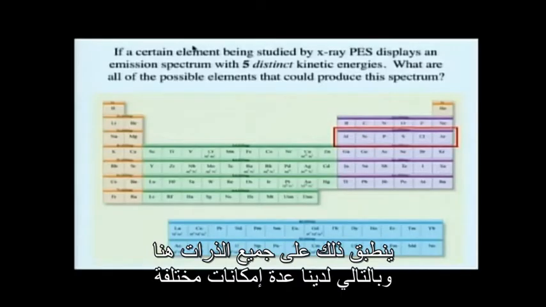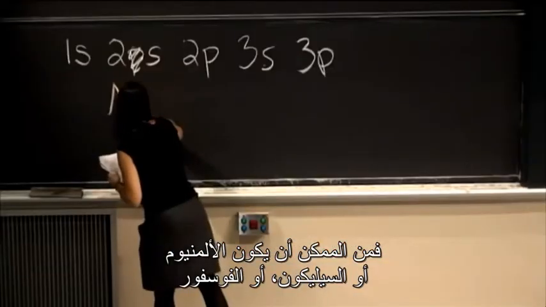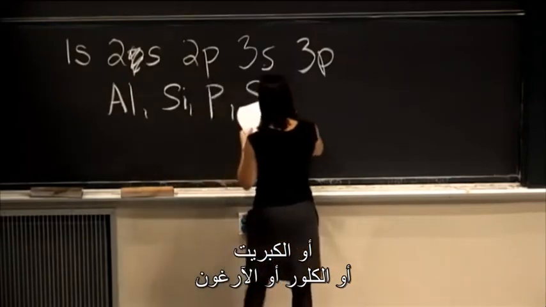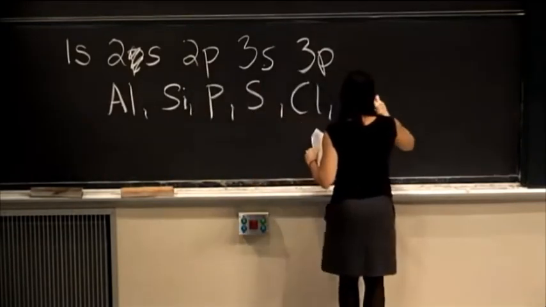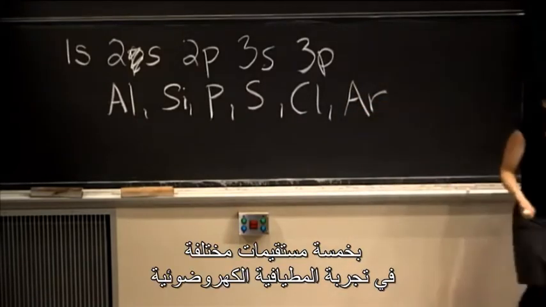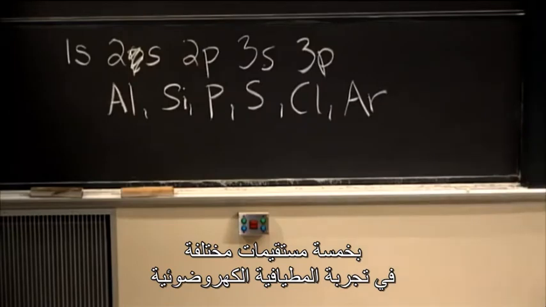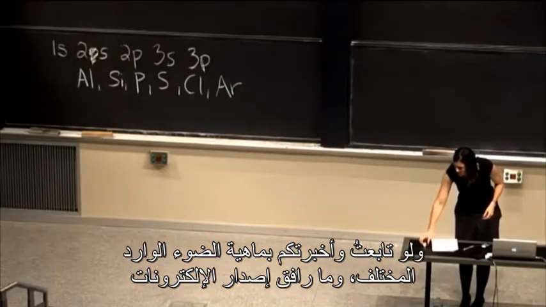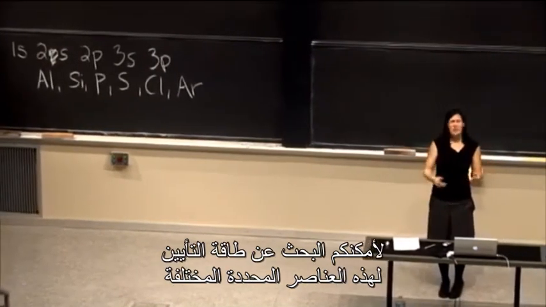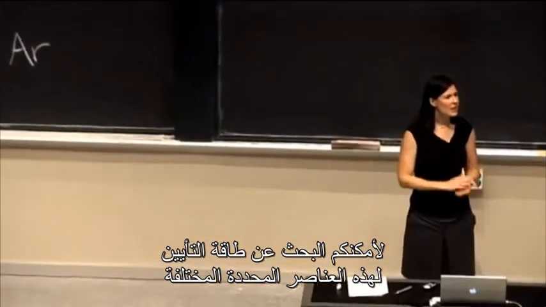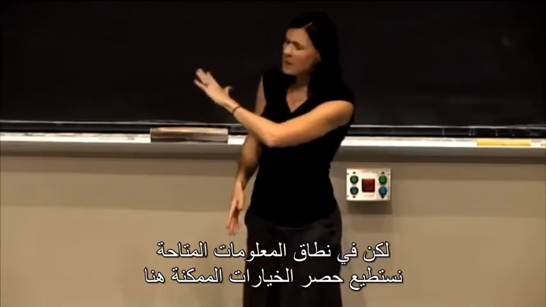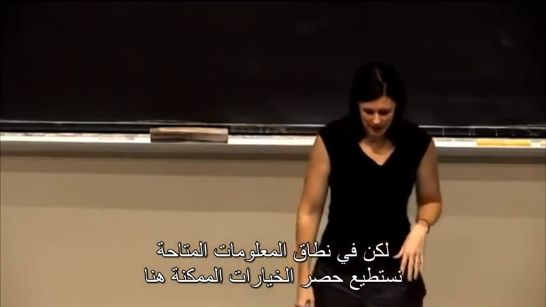So we actually have several different possibilities. It could be aluminum, silicon, phosphorus, sulfur, chlorine, or argon. Any one of these different elements could actually produce a photoelectron spectroscopy spectrum that has 5 distinct lines. If I went on and told you what the different incident light was and what the electrons were ejected with, and then you could look up the ionization energy for the particular different elements, you should be able to actually determine exactly which element it is. But just with the information given, we can only narrow it down to these choices here.